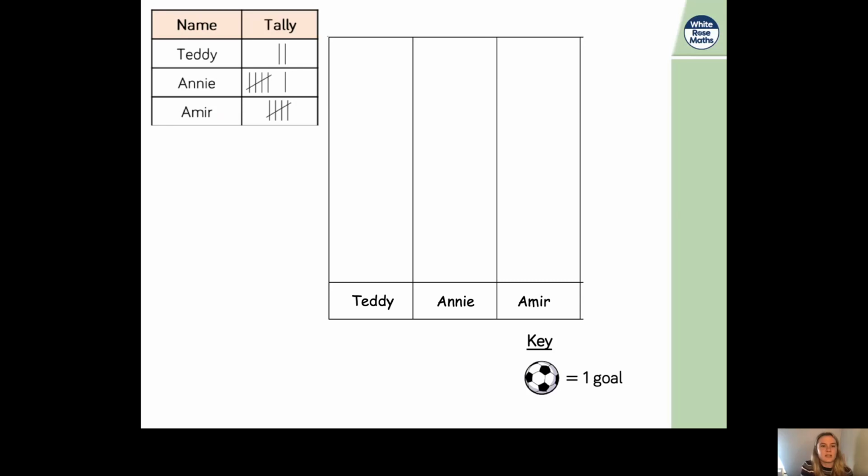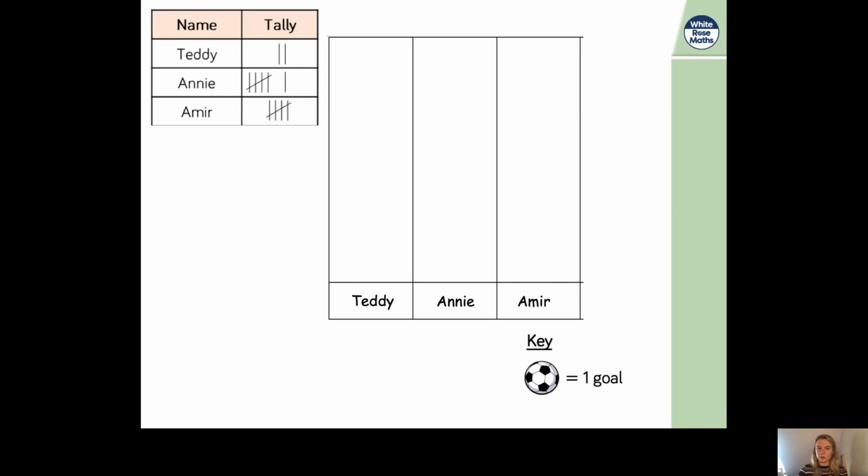So how many tally marks has Teddy got? Yes, he's got 2 tally marks, and each tally mark represents 1 goal. So Teddy scored 2 goals. Now, how am I going to represent this on my pictogram? Well, if 1 football represents 1 goal, how many footballs am I going to need to represent 2 goals? Yes, I'm going to need 2 because 2 multiplied by 1 equals 2.